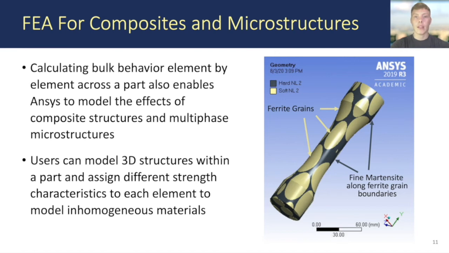Within Ansys, the user is able to create custom geometries within a single part and assign each element unique mechanical properties, as you can see on the right. This can be incredibly useful when paired with the surface mapping and animation capabilities built into Ansys. It allows the user to see how a load is being distributed throughout a heterogeneous material and explore how different features interact and affect bulk properties.